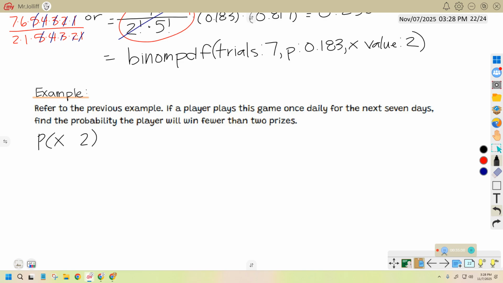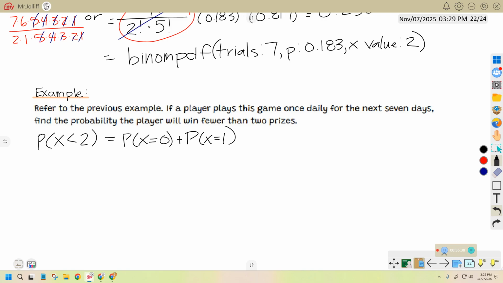Fewer than 2 prizes, what math symbol goes in those parentheses? This is a less than 2. Yeah, less than. Fewer than 2, 2 is not included. Out of all of my possible outcomes, only 2 of them are less than 2. Which numbers are less than 2? 0 and 1. So this is asking for P(X = 0) plus P(X = 1).